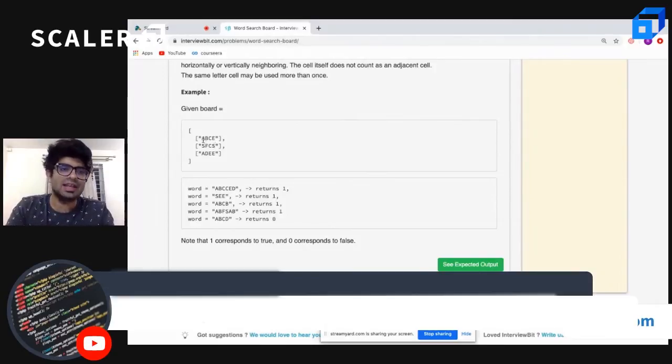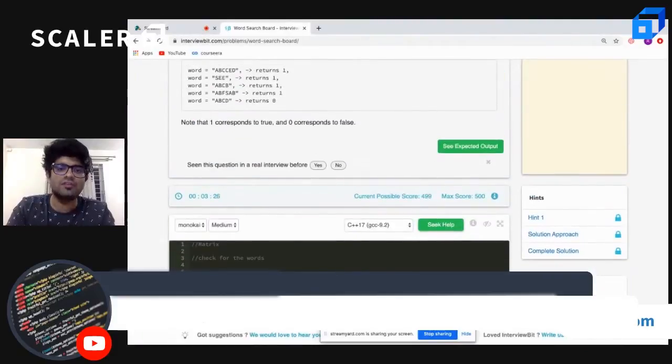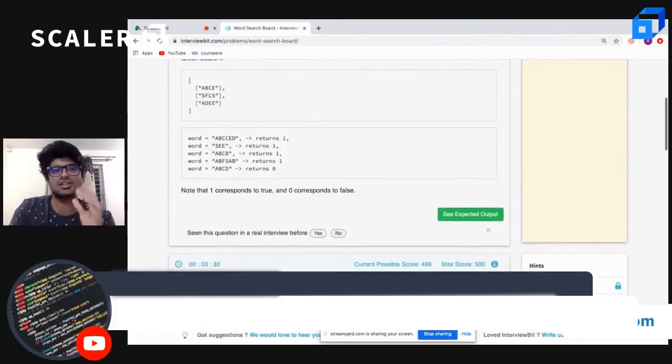Let's say I don't know the starting position. I can fix my starting position at any cell which is equal to the first character of the given word. Will I be able to solve it if I just explore from that particular path? If I apply any traversal, let's say DFS or BFS, will I be able to solve this problem or not? Let's check. Let's say I need to construct the word A, B, C, C, E, D.